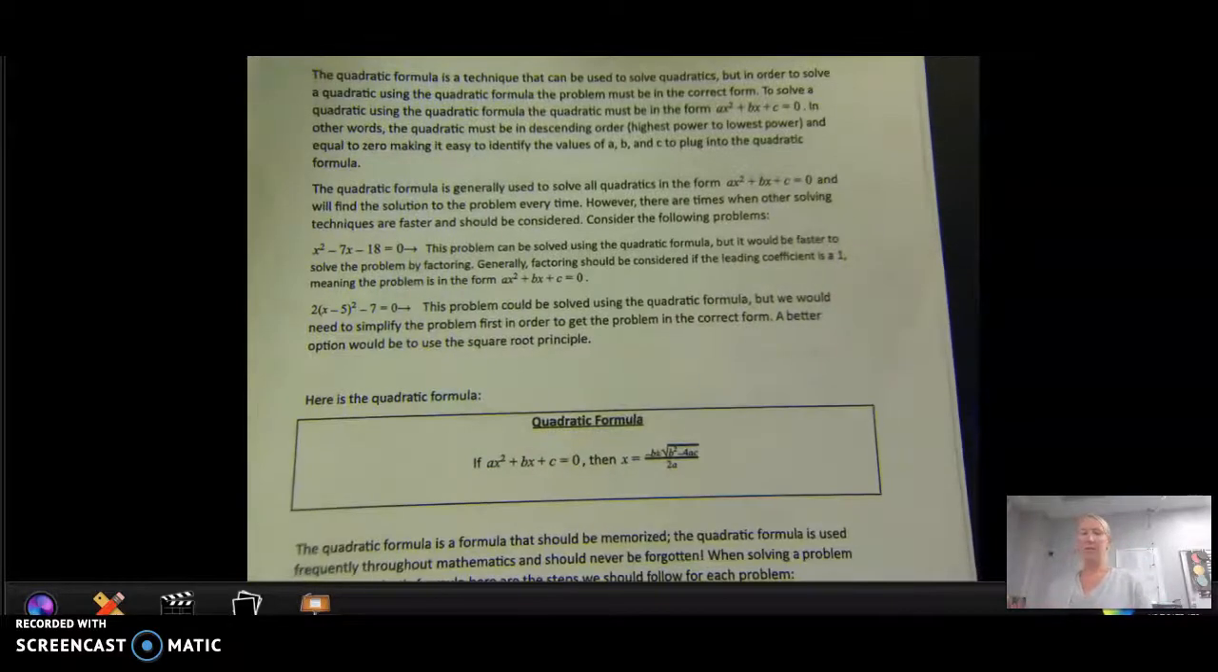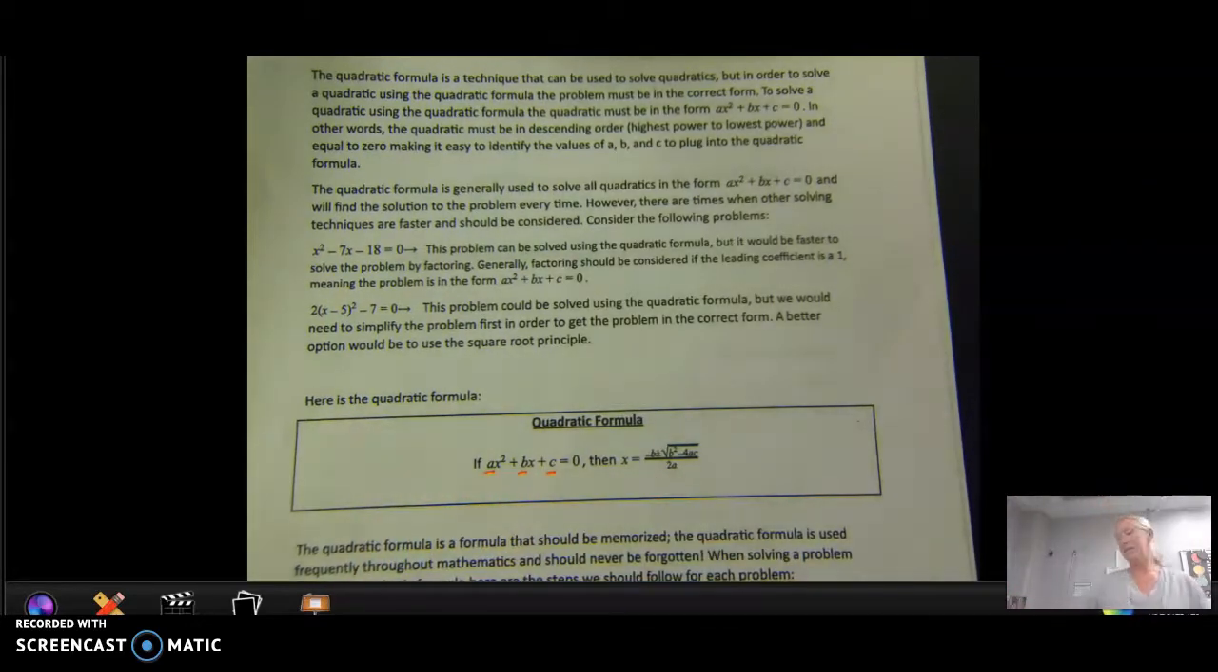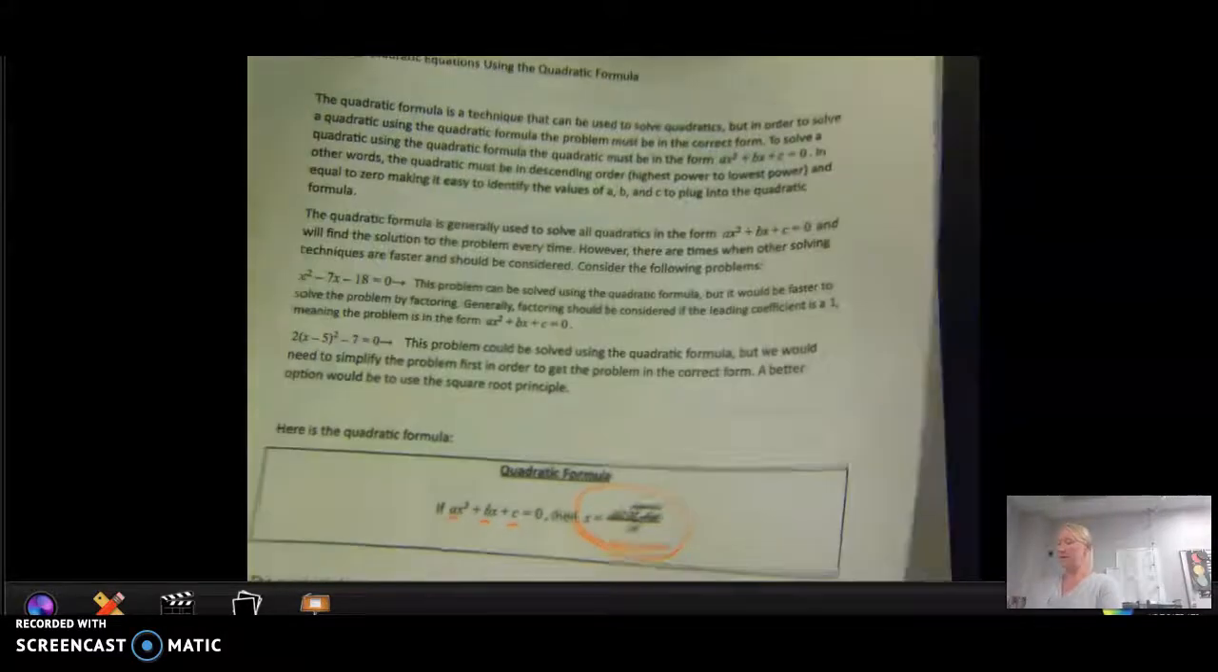Essentially what you're doing is you're plugging your a, your b, and your c, remember I talked about this last time, into this quadratic formula. The quadratic formula is negative b plus or minus big square root symbol b squared minus 4ac all over 2a. So this you'll need to memorize. Okay? All right, we are actually just going to start into the problems.